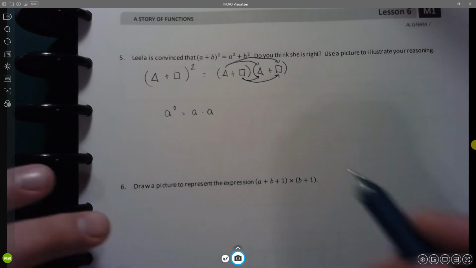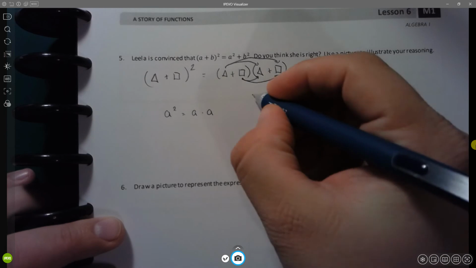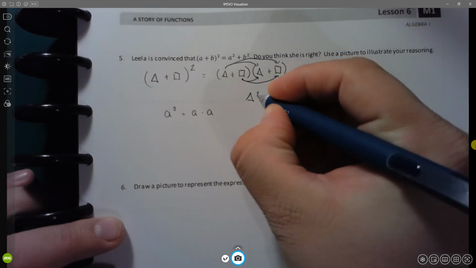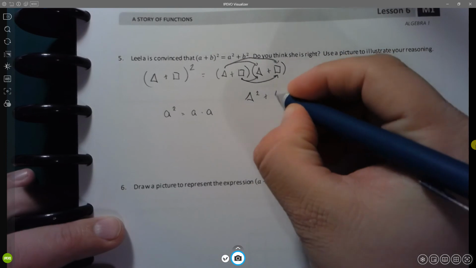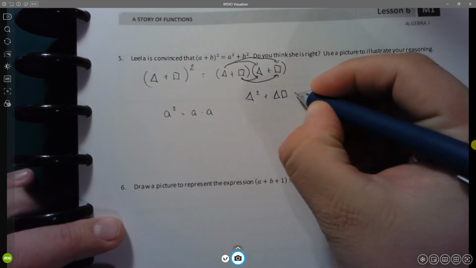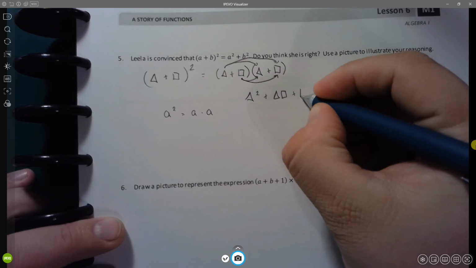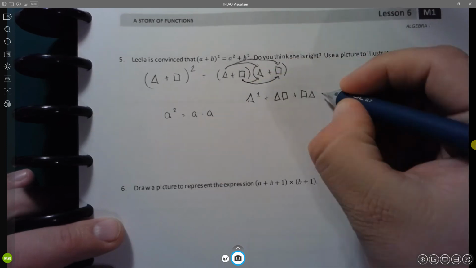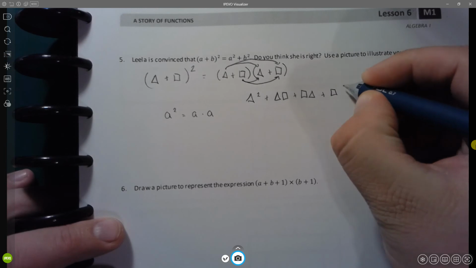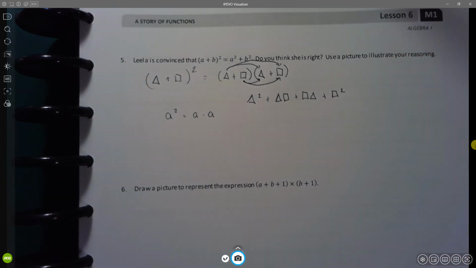Okay, so you've got triangle times triangle, which we know should be triangle squared, plus triangle times square, plus square times triangle, plus square times square. Okay, now we know about like terms.